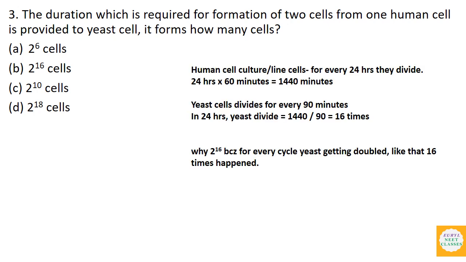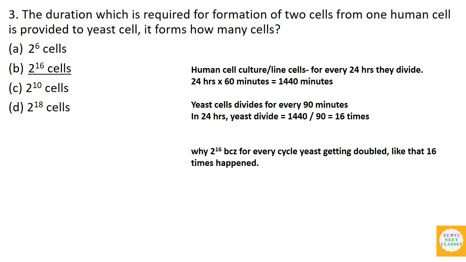Third question. The duration which is required for formation of 2 cells from one human cell is provided to each cell. How many cells does it form? First, you should understand the question. Here we are giving one cell's cell cycle timing to the other one. In this case, if you take an artificially growing human cell in the laboratory, it will take 24 hours. So that 24 hours we have to give to each cell, and we should count how many cells are going to come in the duration. So this is the meaning of the question.